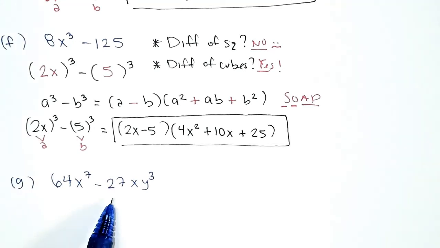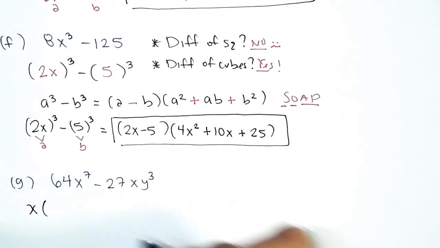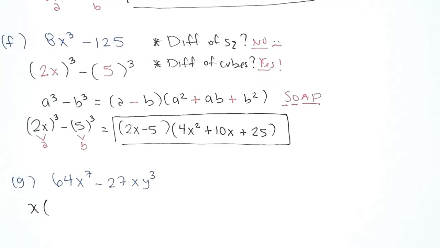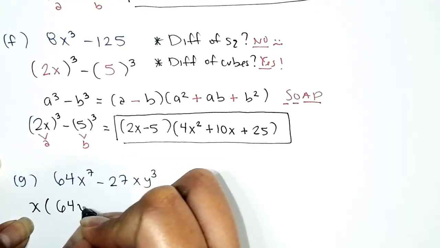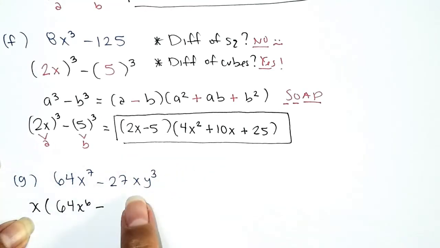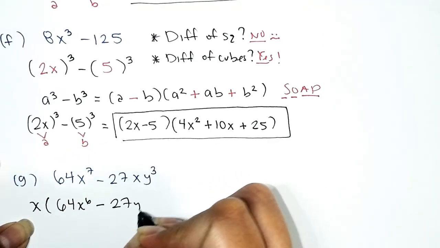Looking at the coefficients, I'm going to focus on 27. Factors of 27: 1, 3. 3 doesn't go into 64, so that's it. For the variables, we have 7 x's and 1 x, so we could factor out an x. Let's show what we're left with when we factor out an x. First term over common factor, that will leave us with 64x to the 6, minus. Second term over common factor, that will leave us with 27y cubed.